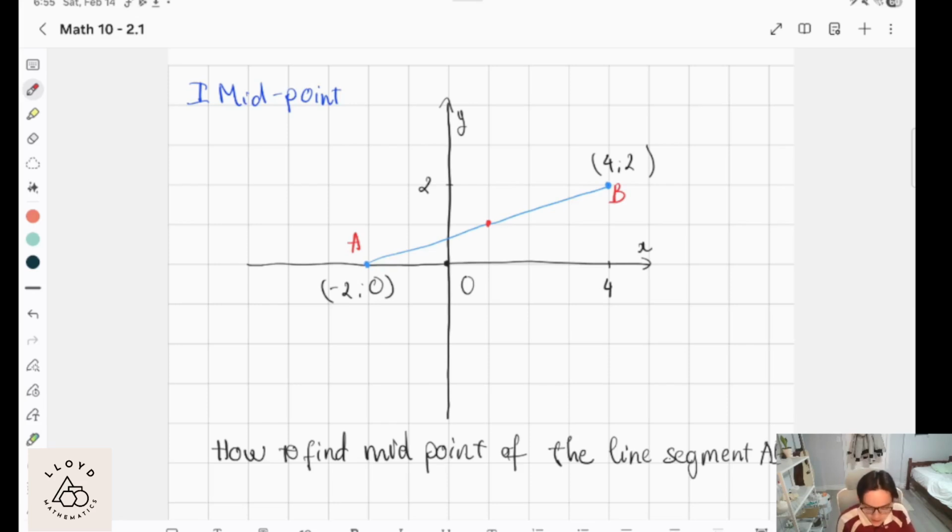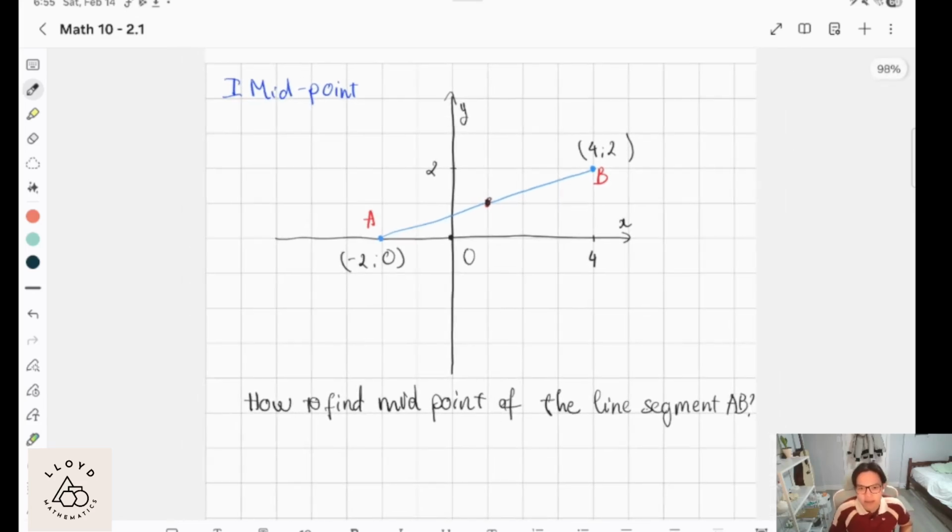For example, here I've got 2 points, A and B, which form a line segment, and the midpoint is this point, which is the center, right? So how can we find the midpoint of the line segment AB right here? I will name it M, which stands for midpoint. So how can we find that?